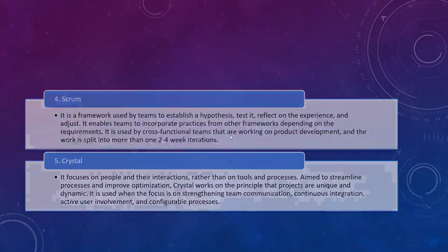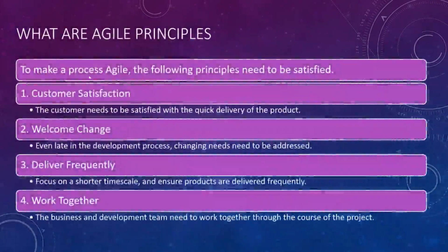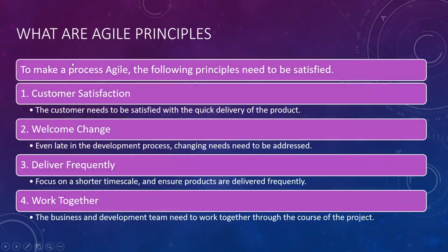So the next part is: what are the agile principles? To make it more flexible, and why do we need this actually? All these things are discussed here. To make a process agile, the following principles need to be satisfied. First is customer satisfaction. The customer needs to be satisfied with the quick delivery of the product.